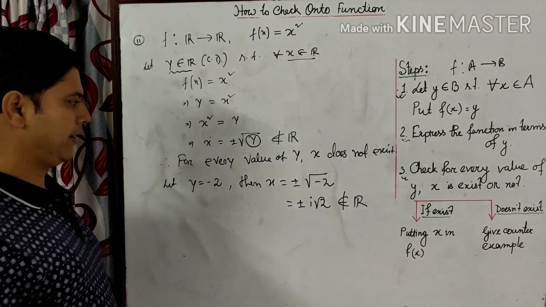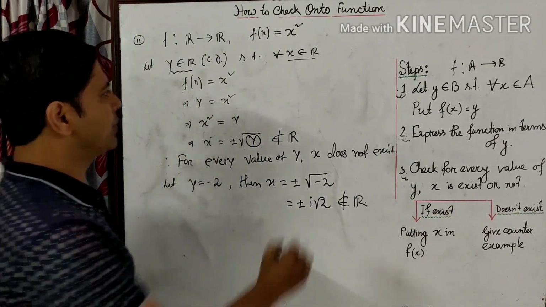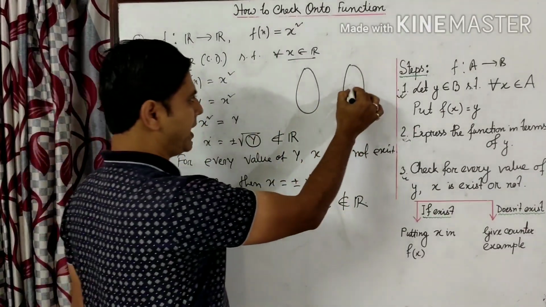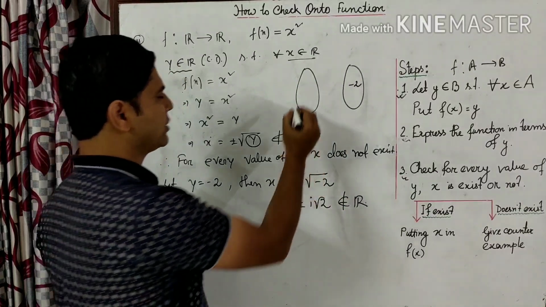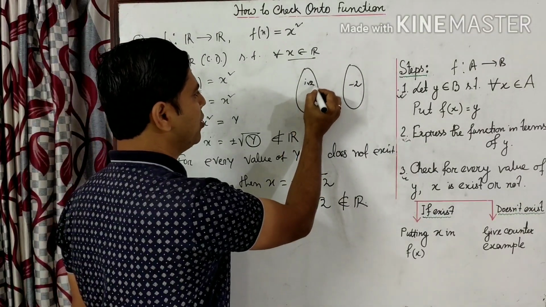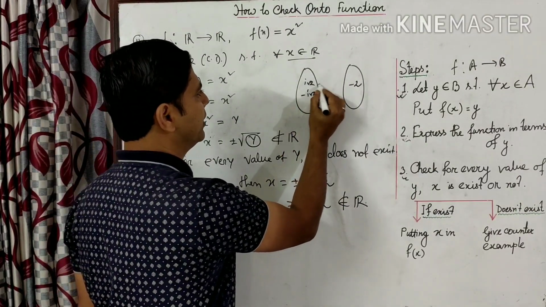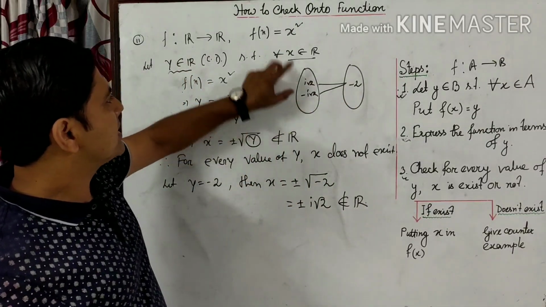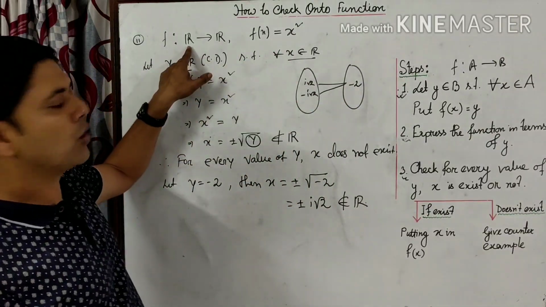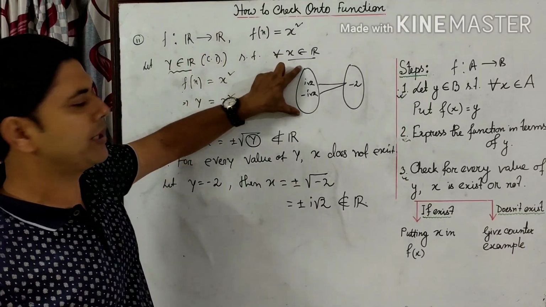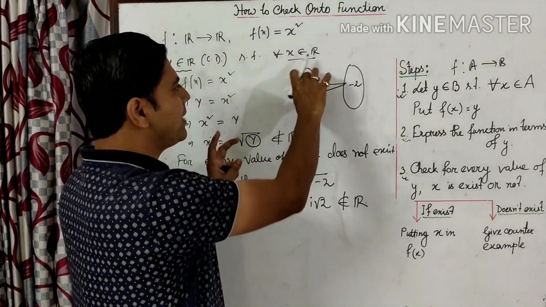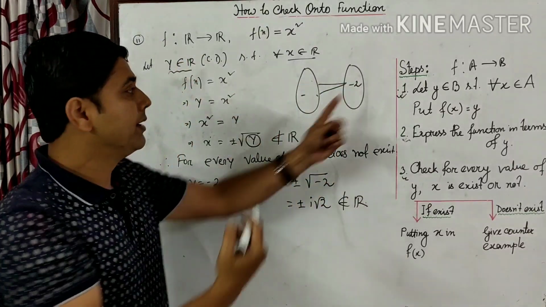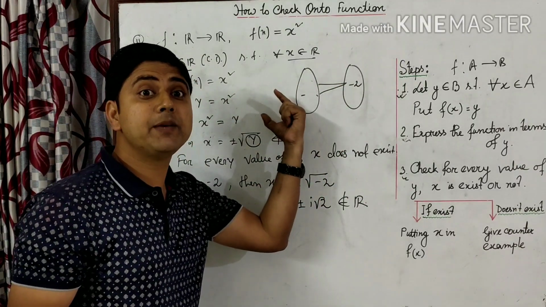That means if we consider y in place of -2, then in place of x we get i root 2 or minus i root 2. This value always does not belong to the domain R. The real part can never be there. If this number is not there, then -2 has no element, no real element, no pre-image.